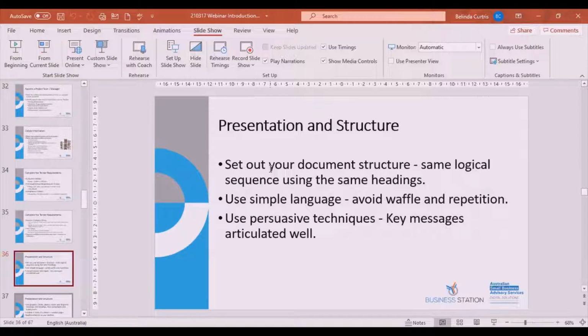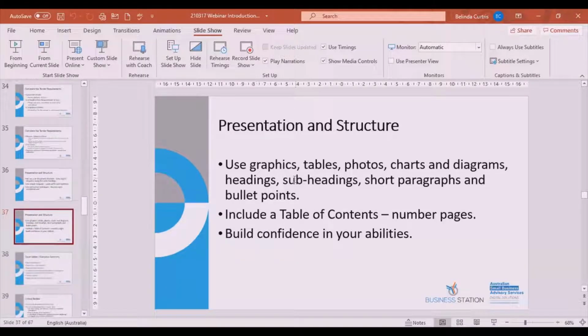As I said, as someone on the selection panel, I'm not just reading your document, I'm reading the other 10, 20, however many might come in. So you need to make it easy for me to read and find the information that I need to make an informed decision on whether I should give you the contract or not. So use simple language, avoid waffle and repetition, use persuasive techniques, and articulate your key messages well. As I said, it is a marketing exercise, so you do need to convince me to give you the work.